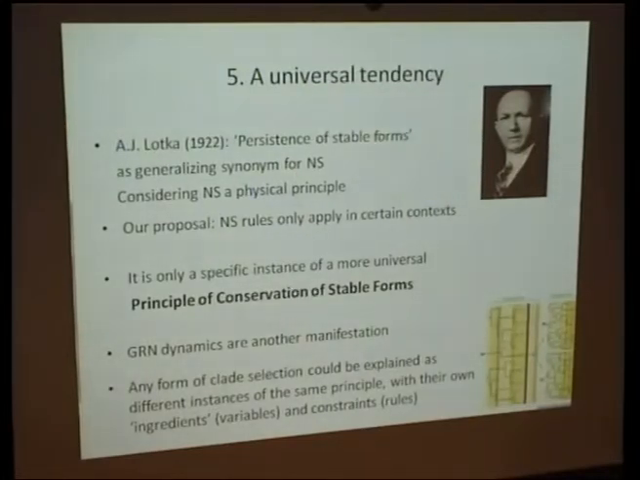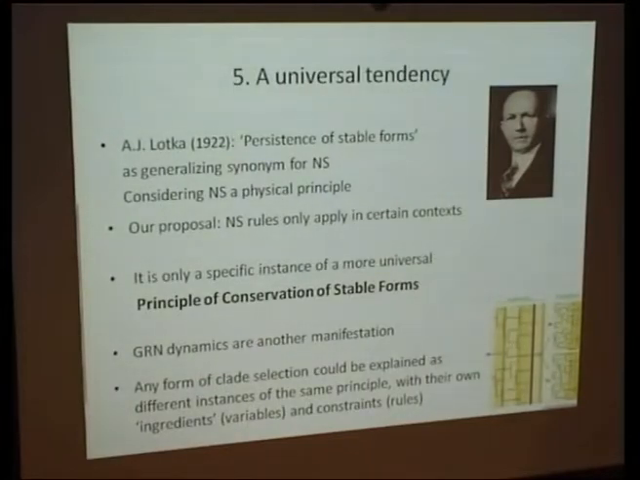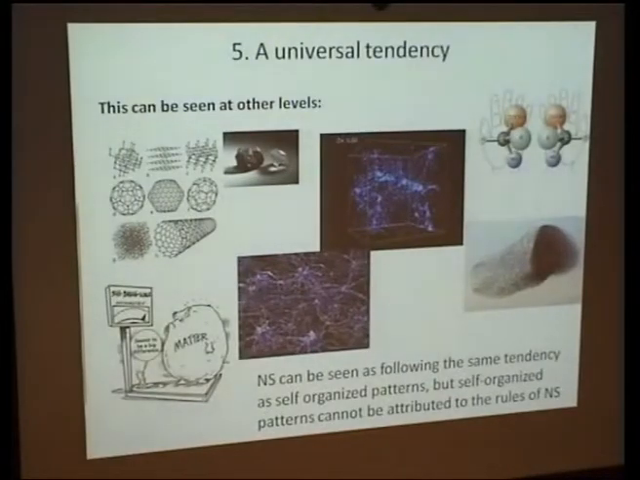So also, if you talk about clade selection and all these other levels that have been talked about in macroevolution, they could be explained as different manifestations of this same principle with their own ingredients and constraints. And actually, you can see this happens at other levels. I mean, you have the chirality issue, where you have only a certain stereochemical configuration of amino acids, for example. You have only certain allotropic forms of the elements. And you, of course, have the self-organized patterns of collectivities, like this flock of starlings, which make this terror wave and evade attacks without any kind of central command.